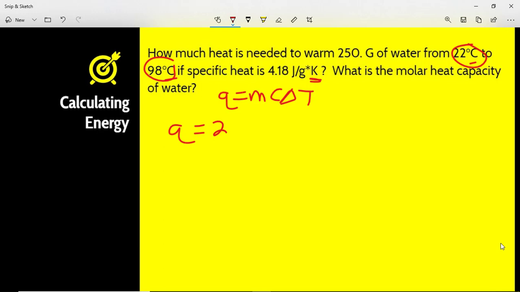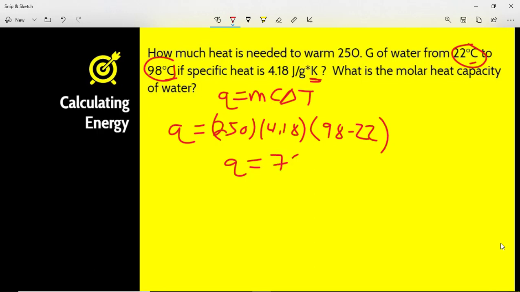We have our mass. We have our specific heat, which is 4.18. We have our change in temperature, final minus initial, so we're going to take 98, and we are going to subtract 22. And now you would just plug into your calculator and simply solve for Q. So when we plug in our numbers, we get the value for Q, which is 79,420 joules.